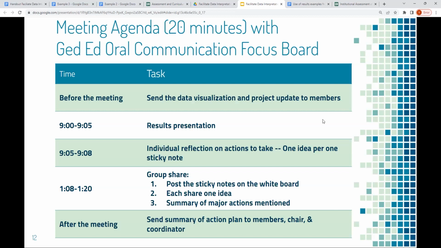Now, let's go over how, like one person said, right? One of the challenges that people complain about is the assessment methods. So I was only given 20 minutes to talk with the focus board. What I did is that I sent the data visualization and the project update, which is on our website, prior to the members so they can do their homework. I only used 5 minutes to present.